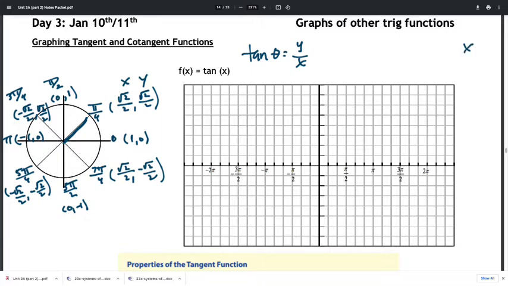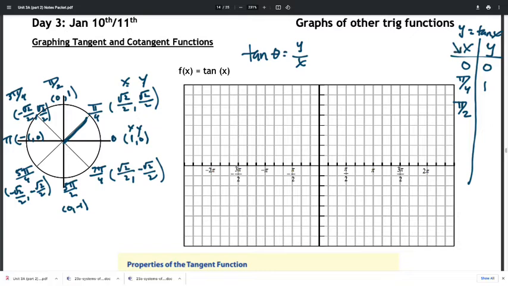So if I do a table, remember x is the angle. If we start off with the angle 0 and I do y over x, I'm going to do 0 over 1, which is just 0. Then I'm going to do pi over 4, and when I do y over x, I get 1. When I do pi over 2, and remember your equation is y equals tangent x, you're plugging these x values into that equation to get the tangent of that angle. So pi over 2, I'm doing this y over this x, which would be 1 divided by 0, which is undefined. And then we're going to do 3 pi over 4.